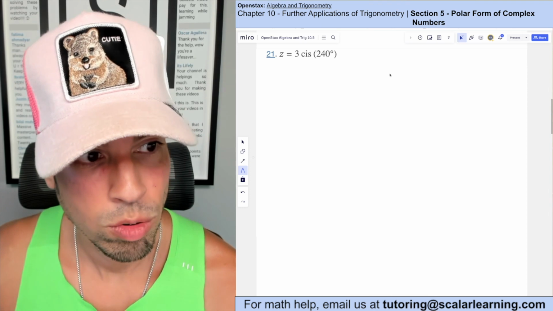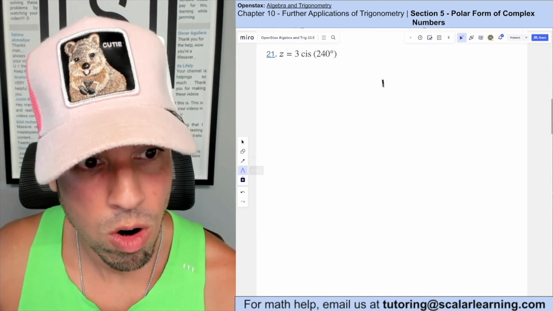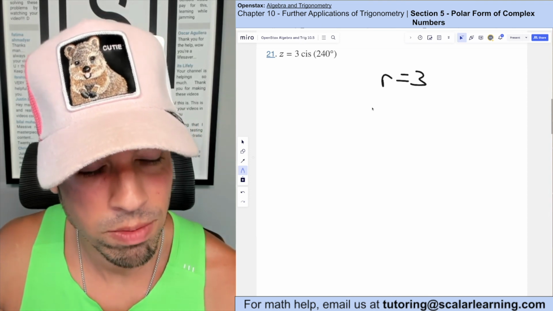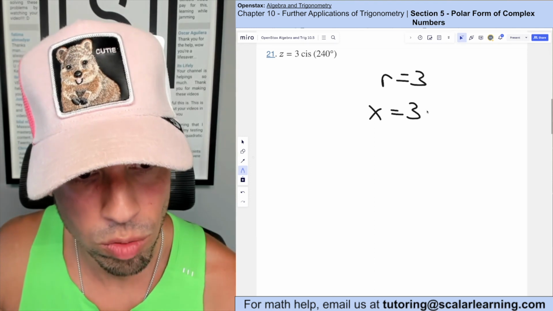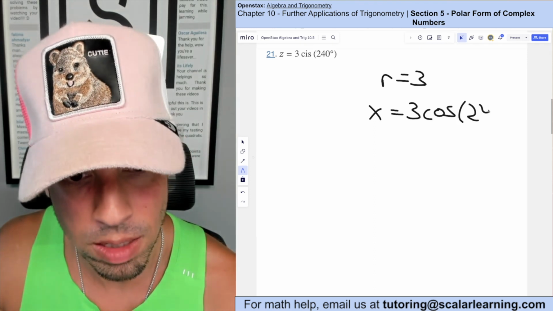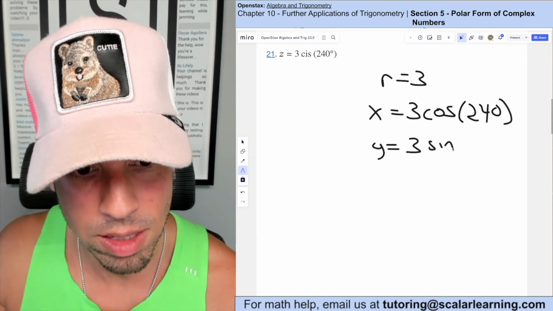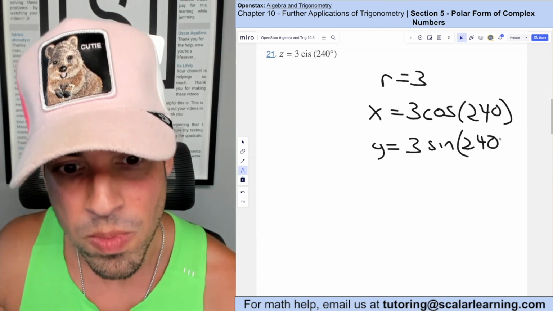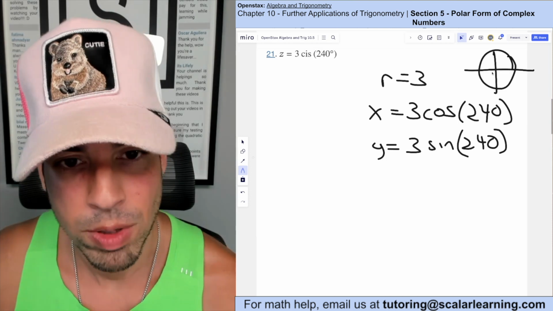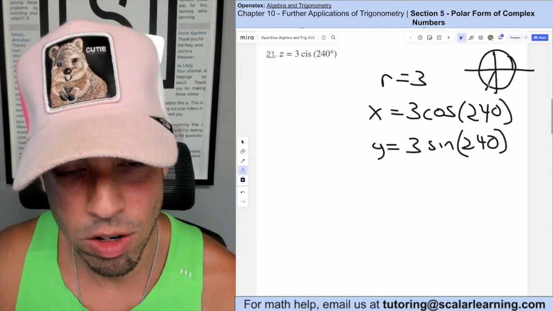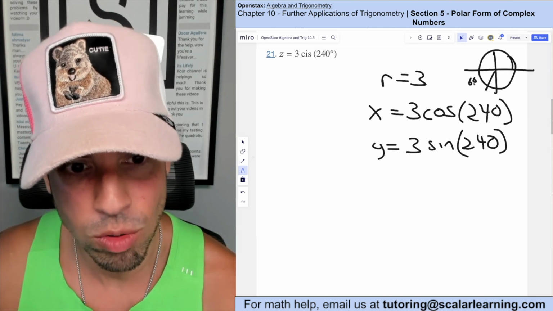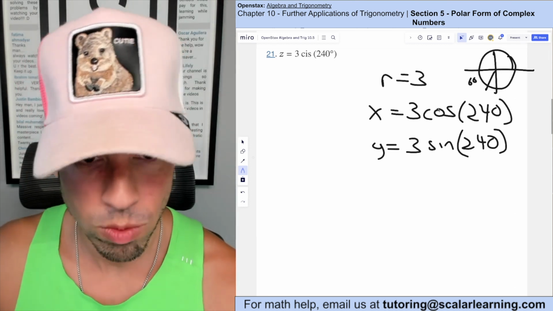Done. So for this one, we got a theta of 240. We have an r of 3. So now we can find x and y. So x again equals 3 cosine of that theta. And the y is r, which is 3, and then sine of the same theta, like so. Okay, now 240, if we think about the unit circle, that's right here, and that's got a reference angle of 60 degrees. So we're in the third quadrant, and we got a reference angle of 60.